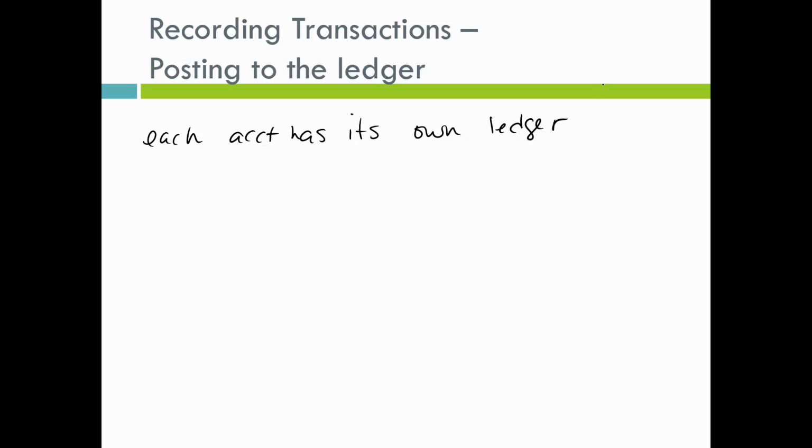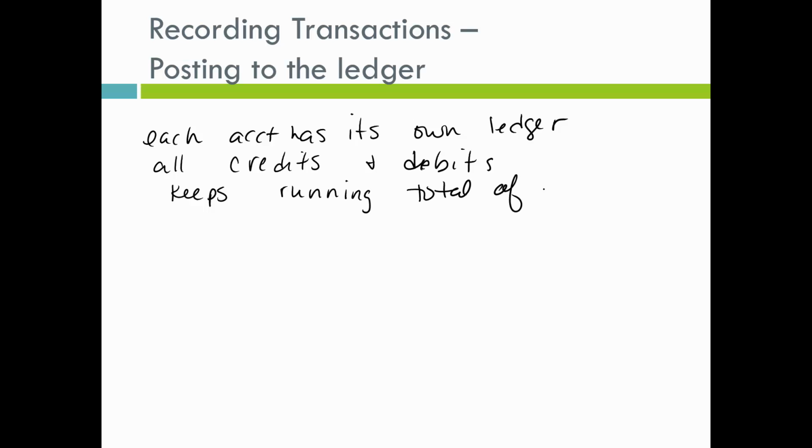And in that ledger, we can see all of the credits and debits that took place for this account, and it also keeps a running total of the balance. So, for instance, if I want to know how much cash I have or how much I owe on my loan, I can go to the ledger and it will show me all of the money that came in and all of the money that went out and what the current balance in that account is.